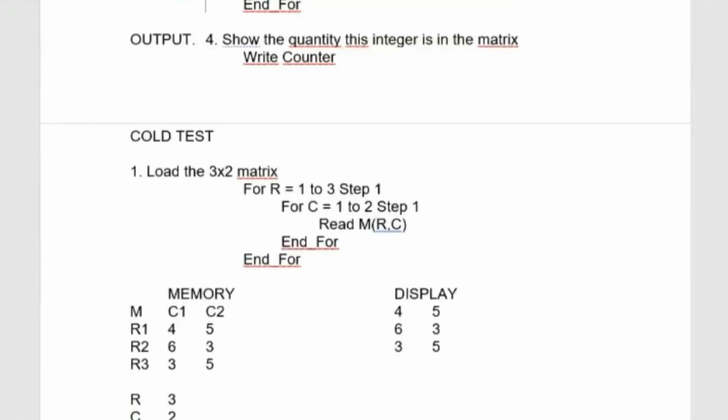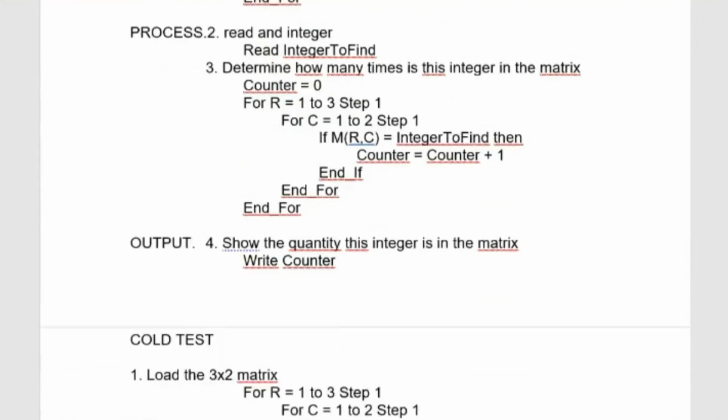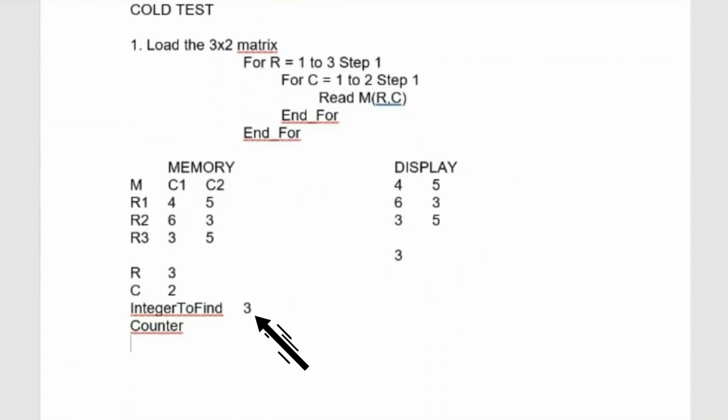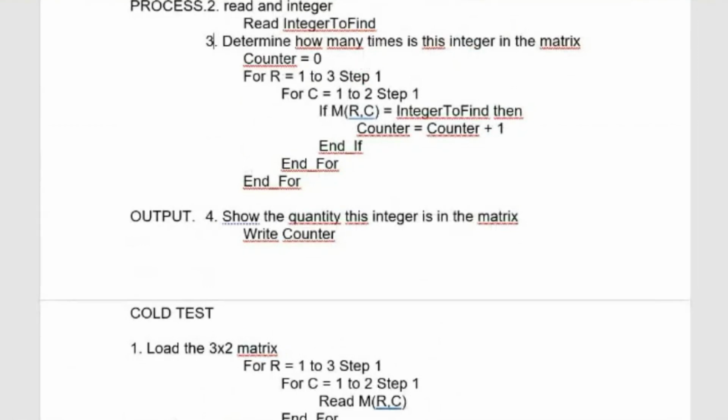Now let's see. Step number 2. Step number 2 is very easy. Read integer to find. This is the name of the variable. So we're going to read a number here. Suppose we want to find number 3. Okay? So this number 3 is coming to the variable integer to find. Right. Now let's see step number 3.